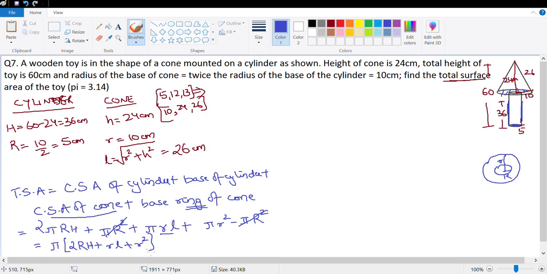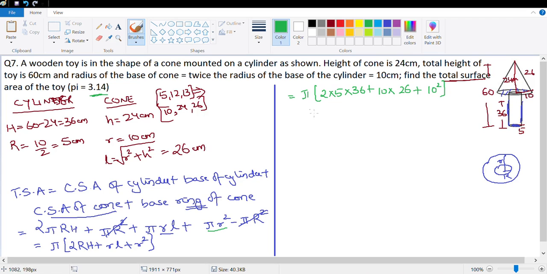Let's substitute values and see what we get as the answer. It says take pi value as 3.14. So this is pi times 2 into R, radius is 5, the height is 36, plus r into L. Small r is 10 and L is 26, plus r square. Small r is 10, so that's 10 square.